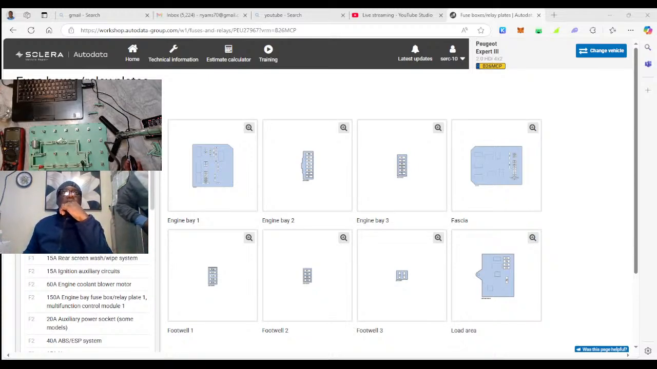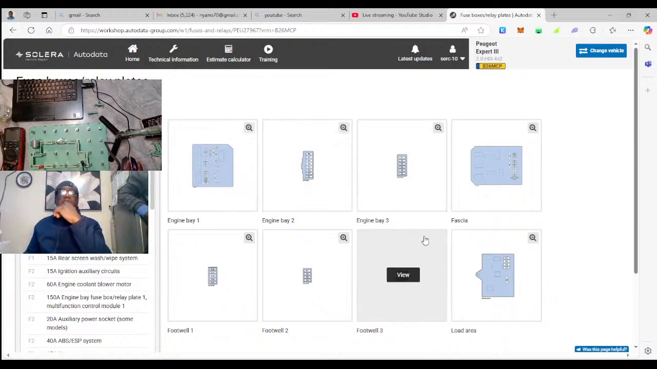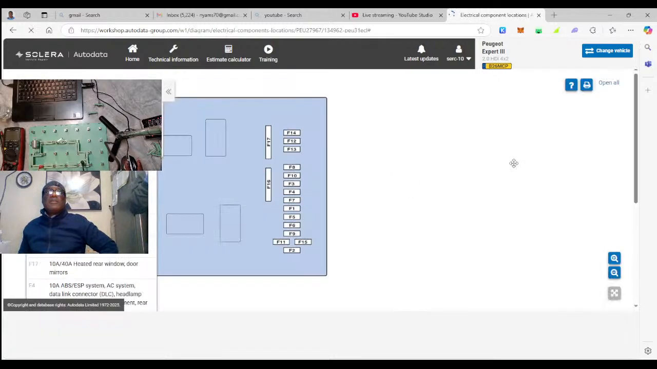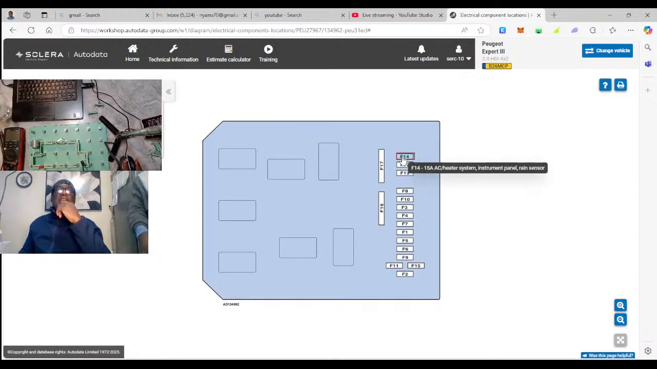So when you are on Autodata, it shows you all that. You see, it's telling you there that's engine bay, footwell 1, footwell 2, footwell 3, load area. So, if I go in here, and if I highlight that fuse, it's actually telling me it's fuse number 14 and it's a 15 amp fuse. So usually I don't get to calculate a fuse. I don't. I just go by this.